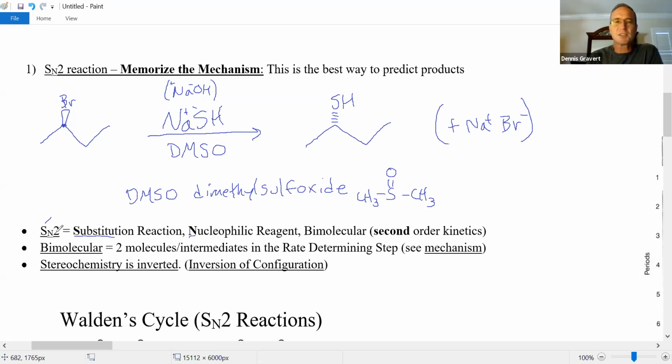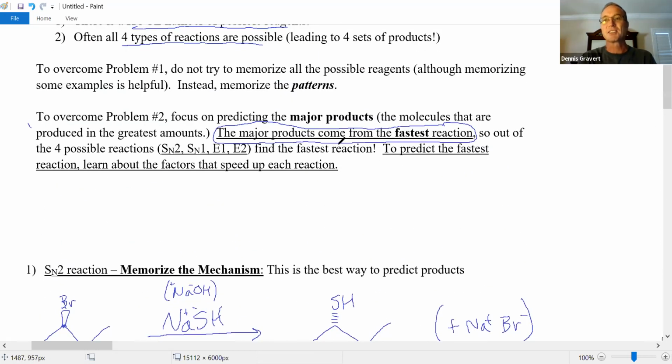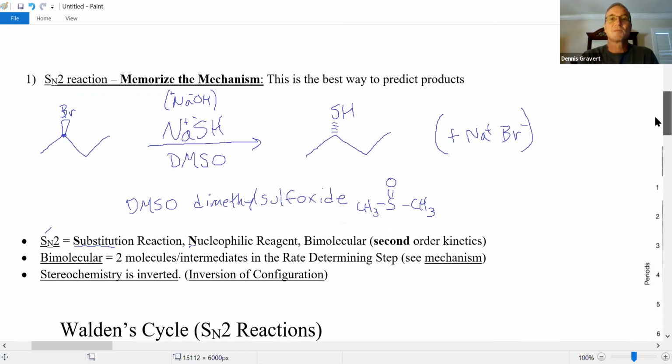Did I finish explaining SN2? No, I got to the S in the end, and then I diverted and wrote the products up here. 2 stands for bimolecular, second order kinetics. Why are we talking about kinetics? Because right here, the fastest reaction is going to determine the major products. So knowing second order kinetics helps us predict that in certain situations, SN2 could win the race and be the fastest and determine the products.